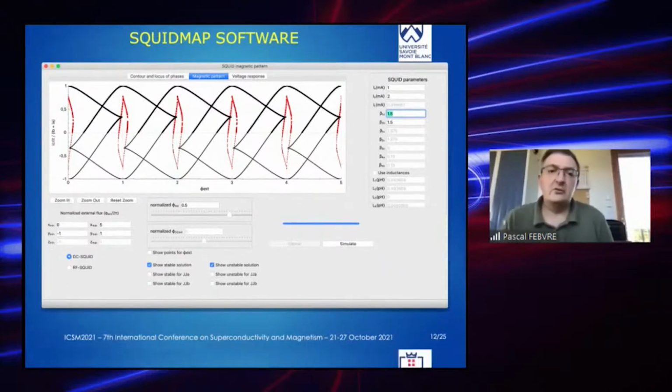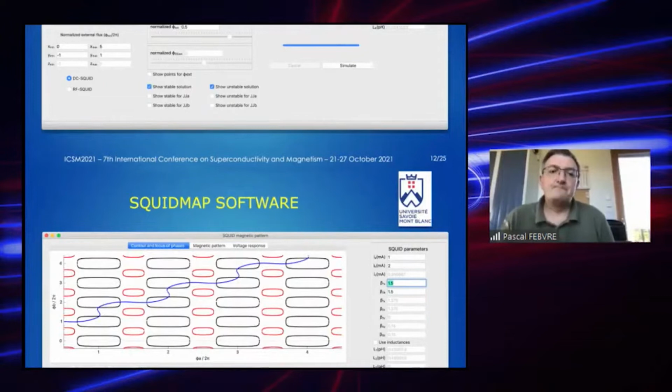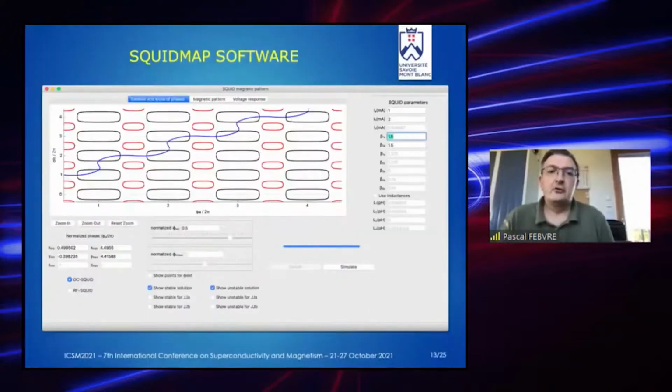We can also map the contour, what we call the contour, the loci of phases. It means the phases which correspond to solutions. So you have these red and black curves which correspond, if I remember well, to flux quantization, and the other blue curve corresponds to the fact that the total current is the sum of the currents of the two junctions of the SQUID, because they are in parallel. So there is a relation between the two phases.